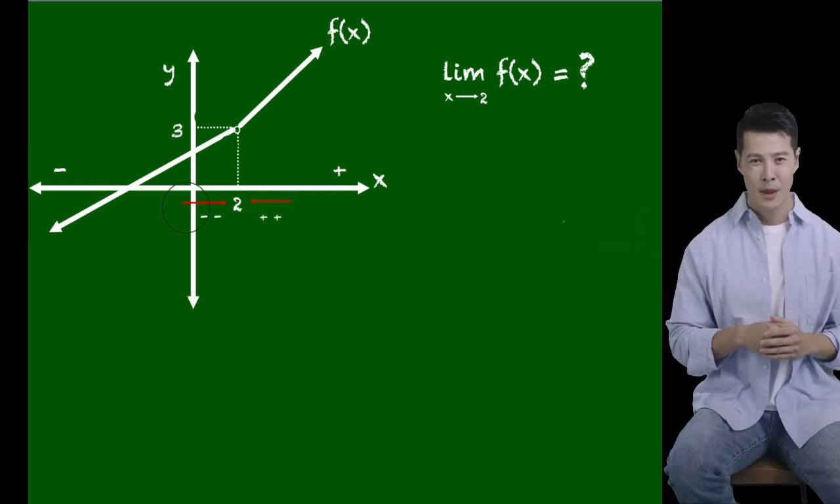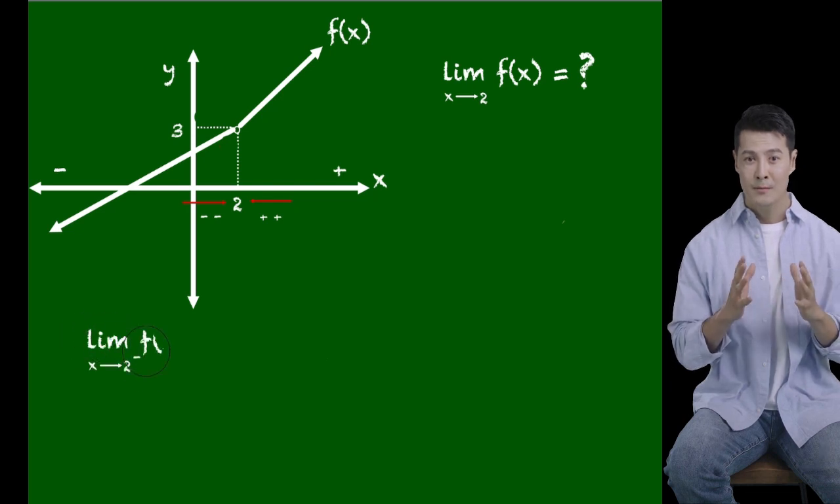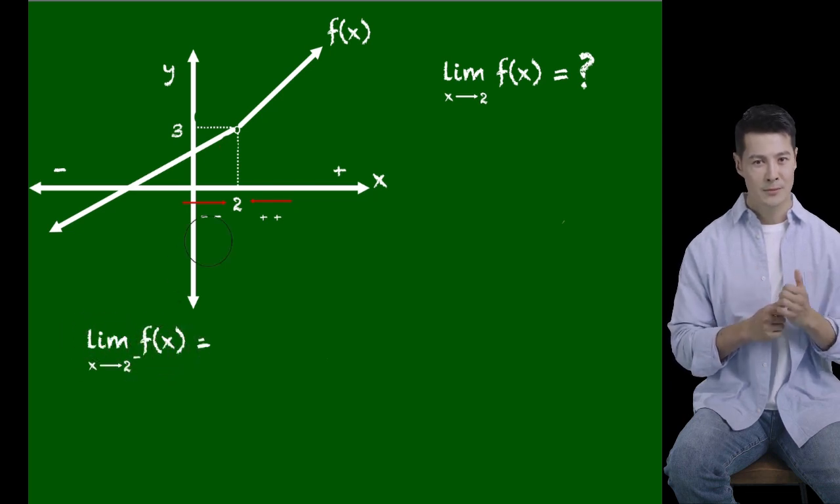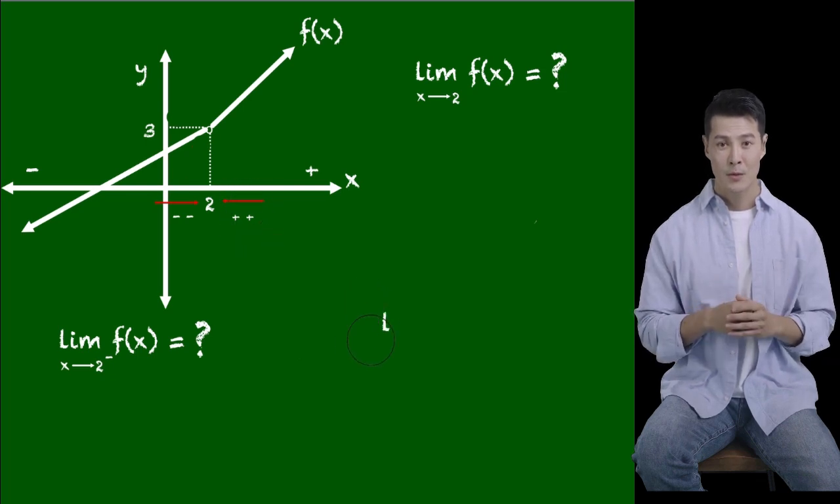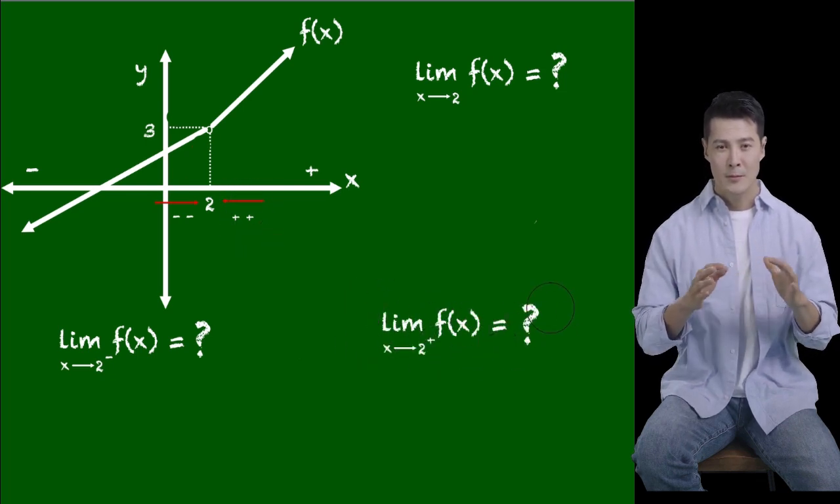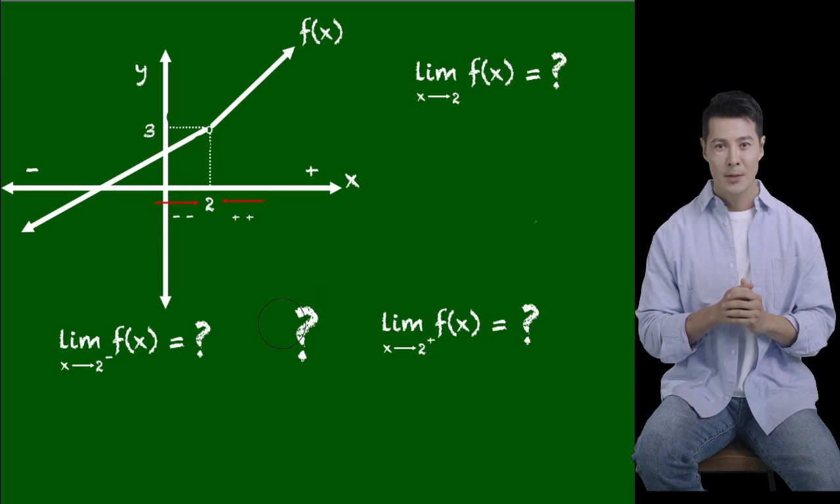Let's first approach the x value when it is less than 2. Approaching means we will get close to the function from the negative side or from values just less than 2. Then, we will approach the x value when it is greater than 2. If both of these limits are equal, we can say that the limit exists.